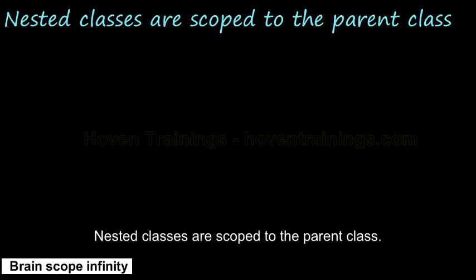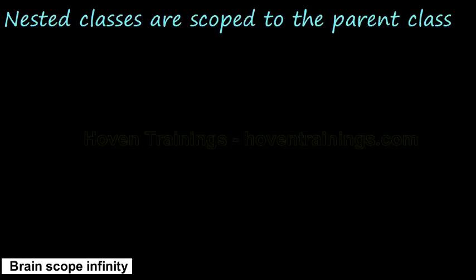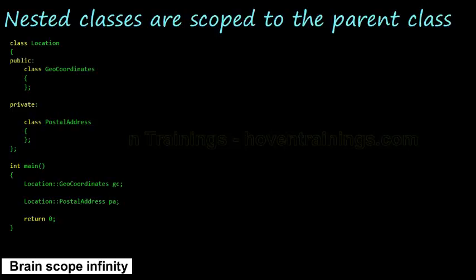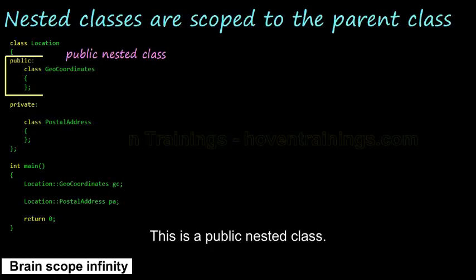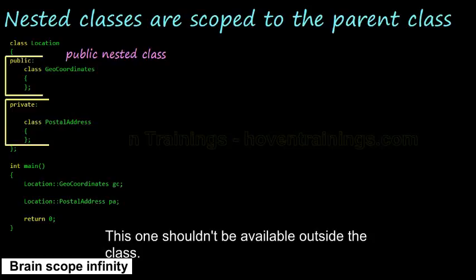Nested classes are scoped to the parent class. Scoping means that they are not available outside the class. This class contains 2 nested classes. This is a public nested class. This is the private nested class. This one shouldn't be available outside the class.